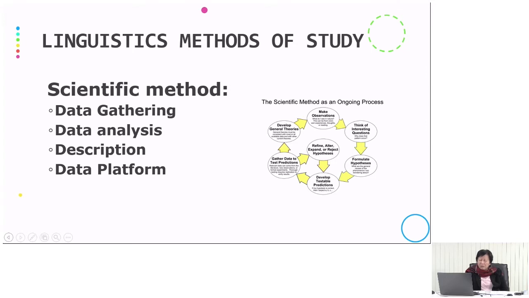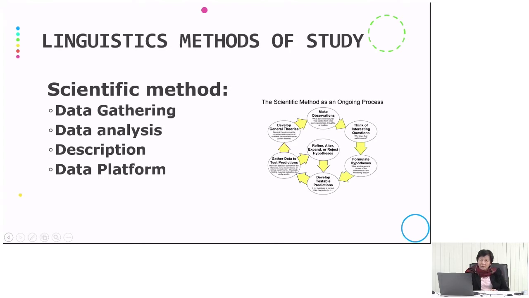You cannot imagine that something might be this way, that way. No, that is not scientific method. You cannot just say that, oh, people say this, people say that, so this is true. No, that is not scientific method. You have to start with data gathering.